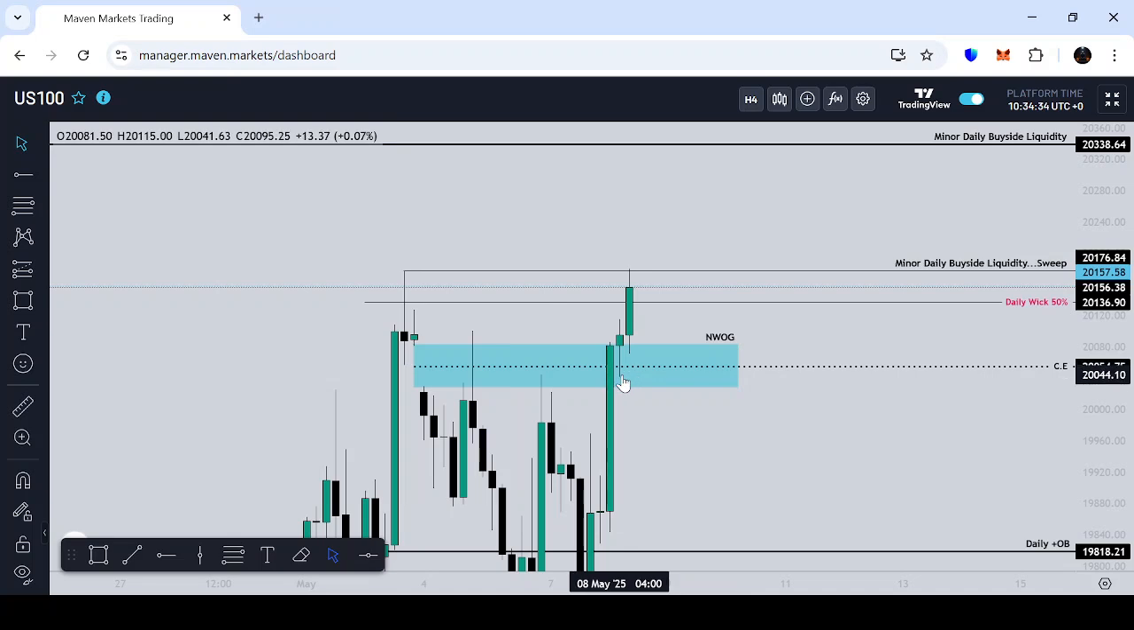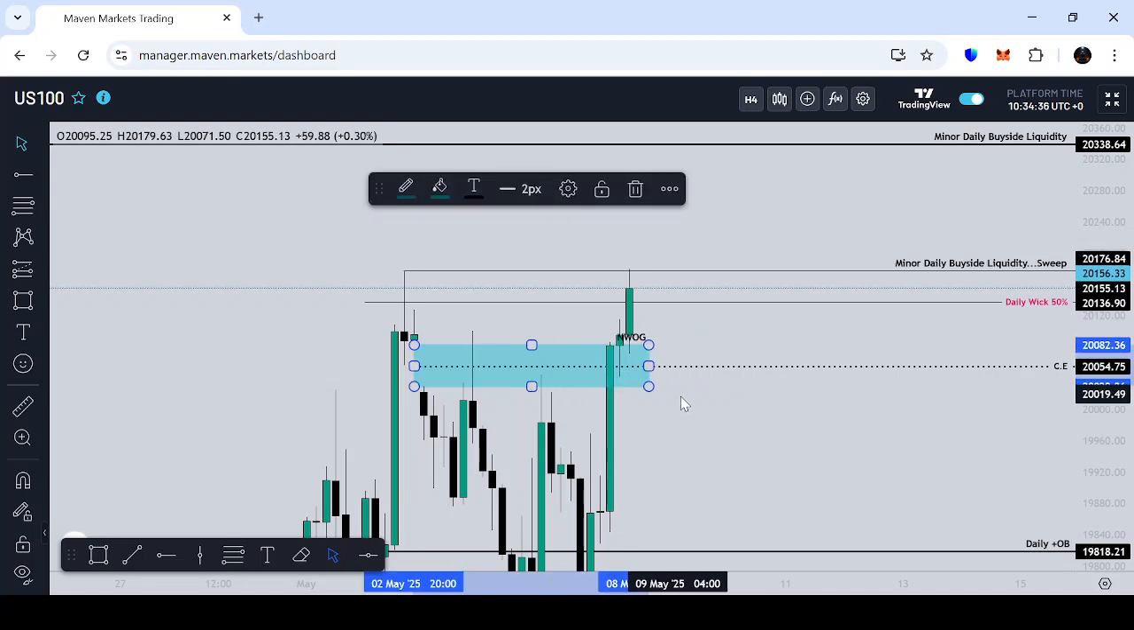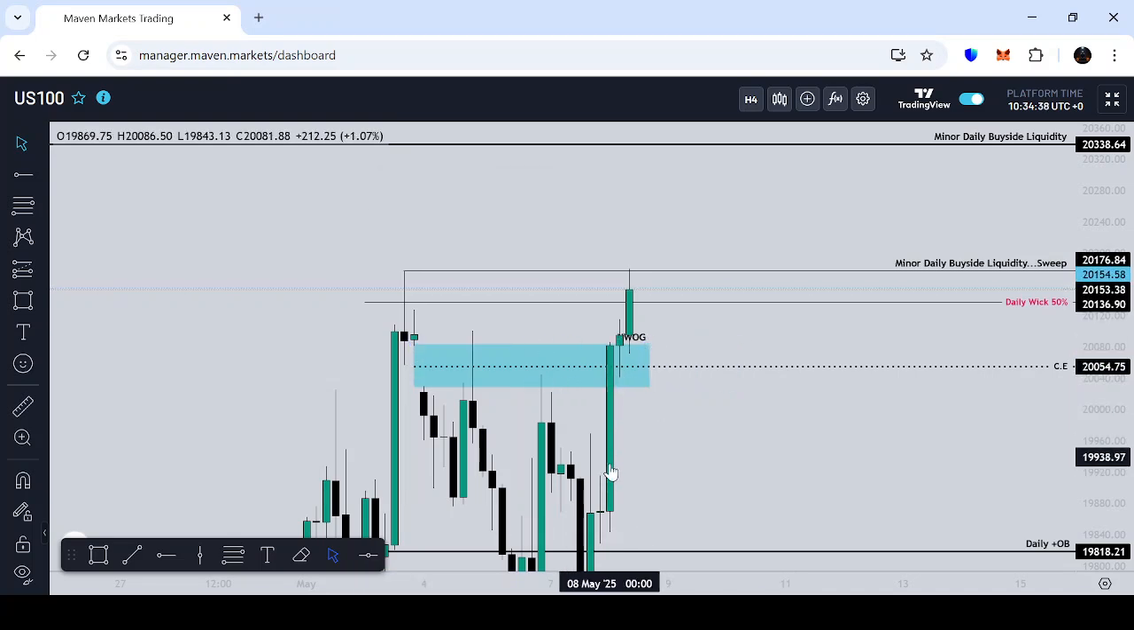You could see this 4 hour. That's 4 hour fair value gap between this low. You see the rejection block at the new week opening gap, consequent encroachment. After price must have traded above and closed with candle body.